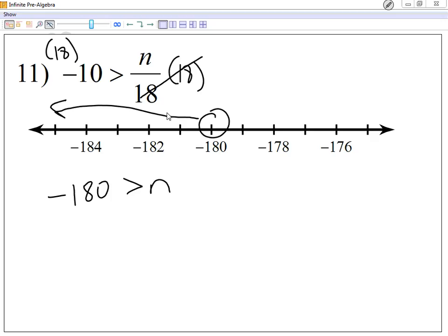Do notice that earlier I told you guys, every time you multiply or divide by negative, flip the arrow. We finished with a negative, and I did not flip the arrow, because technically I multiplied by positive 18. So I multiplied by a positive. Our answer might be negative, but I multiplied by a positive, so it did not flip.